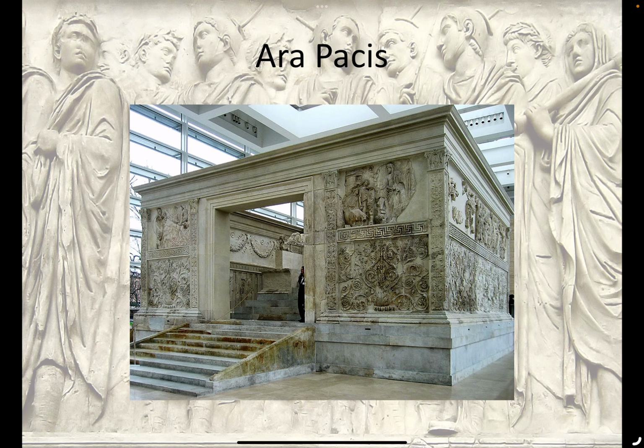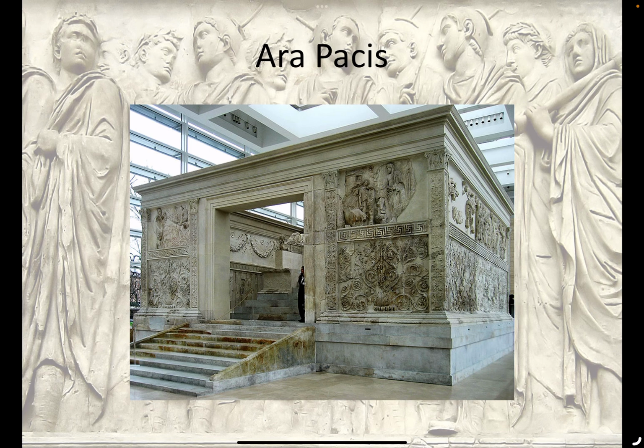Now, I want to take a look at some of the cultural products that help to mark the reign of Augustus. There are two of these that I want to look at specifically in this video lecture, and then I want to talk through some other points as well. The first of these was an altar that was commissioned by the Senate to celebrate the peace that Augustus had brought to Rome.